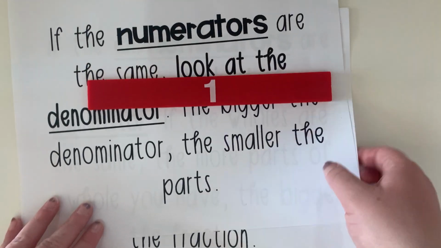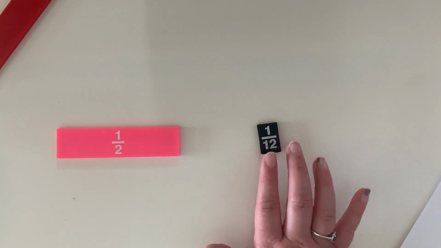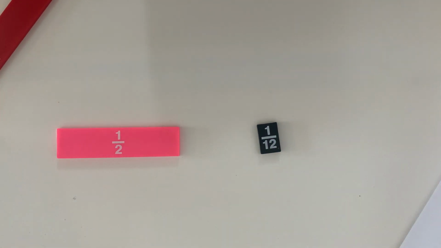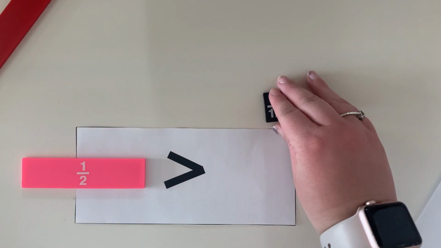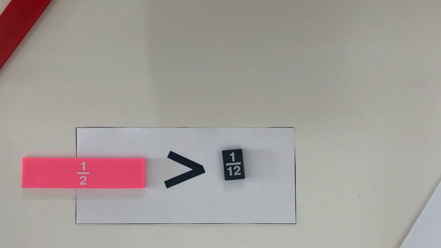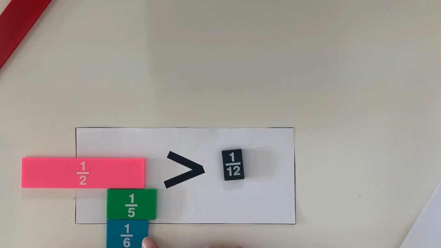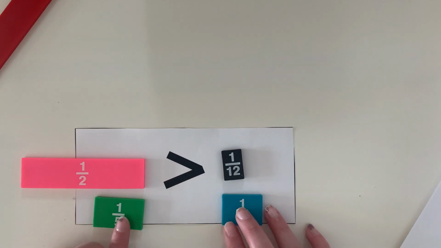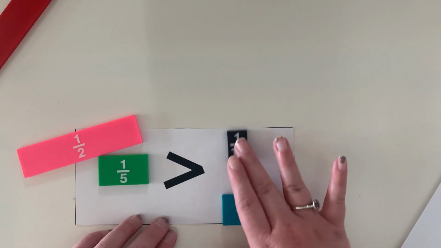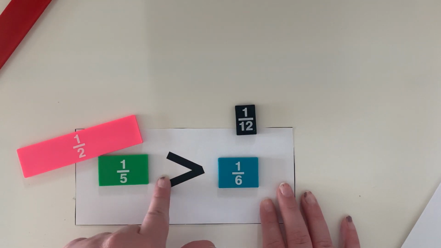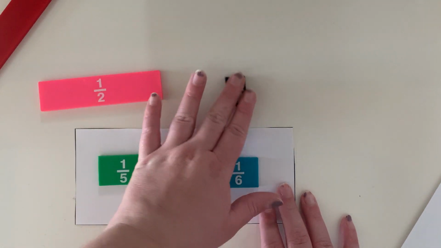So if I have 1/2 and 1/12, I get the greater than, less than, equal sign out. Let me find them. Here it is. So I need it to say 1/2 is bigger, greater than 1/12. If I do 1/5 and 1/6, 1/5 is this big, 1/6 is this big. So the 6th is smaller, so it would go over there, and 1/5 would go over here. So 1/5 is greater than 1/6. Remember, the opening goes towards the bigger number.